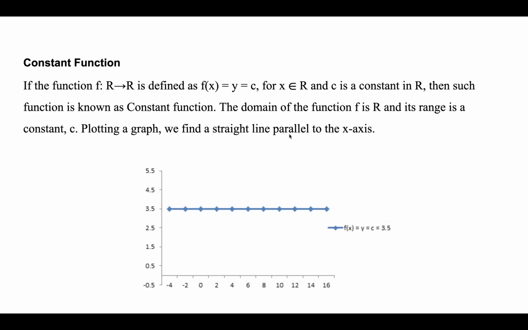Plotting a graph, we find a straight line parallel to the x-axis. Here we can see this is the x-axis. For any value of x, y is the same, that is nothing but 3.5 taken here for the example, and so we can see it is a straight line which is parallel to the x-axis. It is known as constant function.